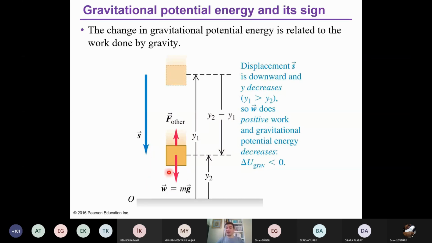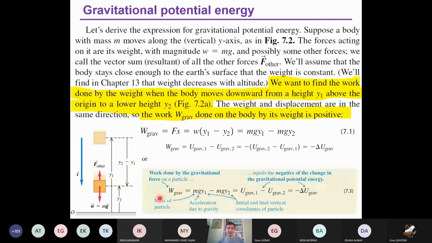And what about the gravitational potential energy? Look at this equation here, which we have obtained. The work done by the gravitational force on a particle is positive, and the change in the gravitational potential energy of the particle is negative, because if it is negative, you multiply with the negative sign here, then the result will be positive. So if this is positive, this delta U is negative. Don't forget.